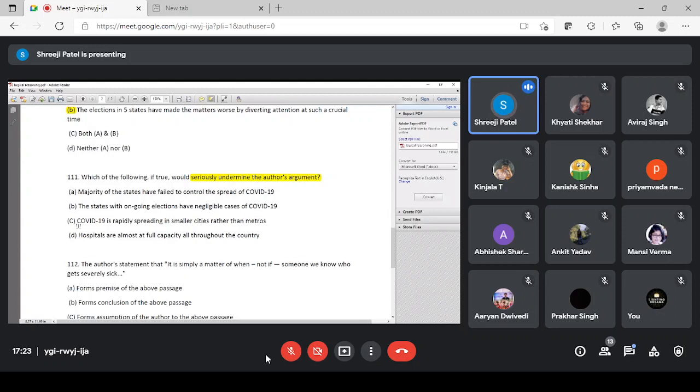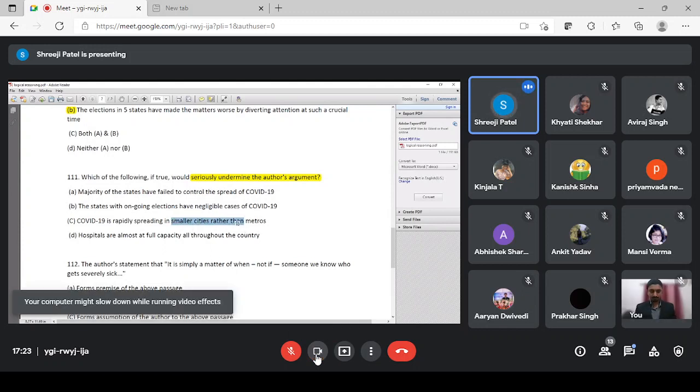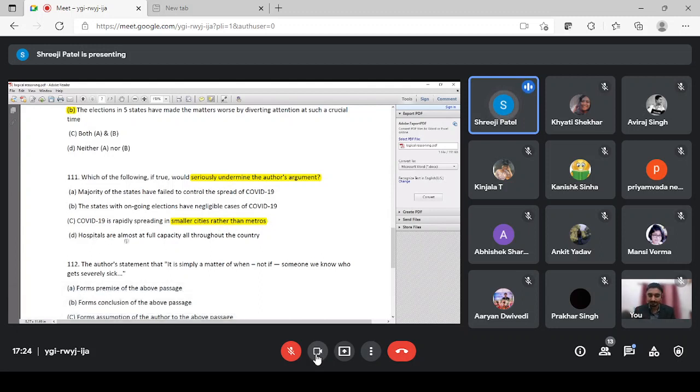Therefore, this third option is COVID-19 is rapidly spreading in smaller cities rather than the metros. We didn't talk about smaller cities and the metros. Therefore, this cannot be our answer. Hospitals are almost at full capacity all throughout the country.